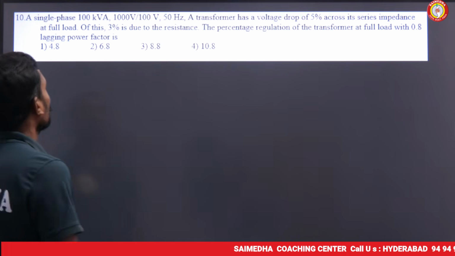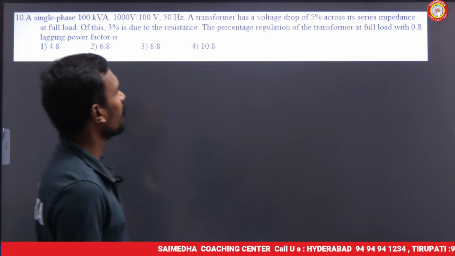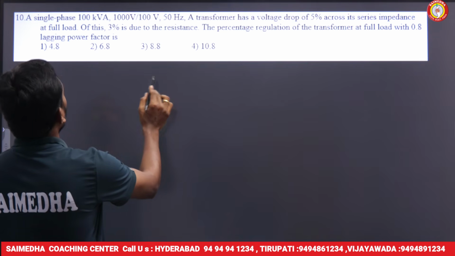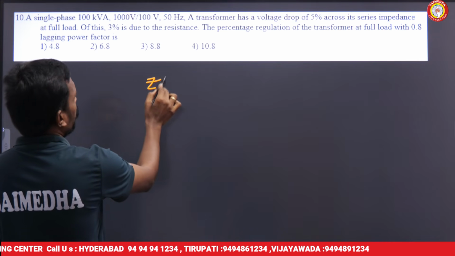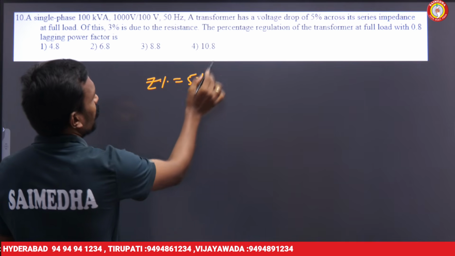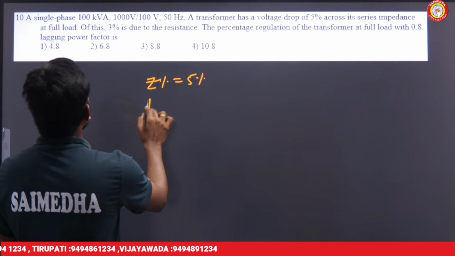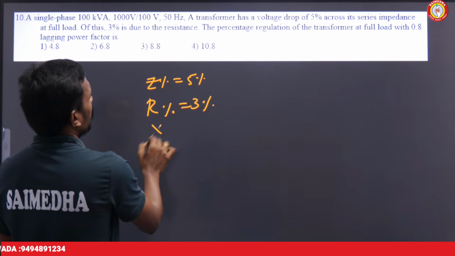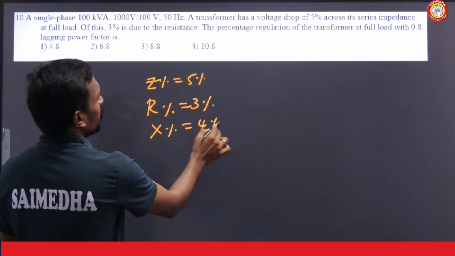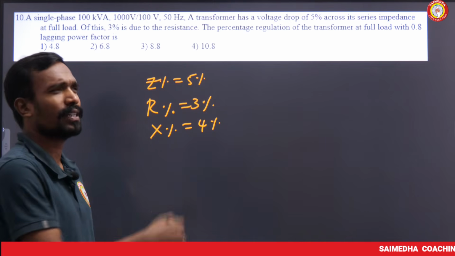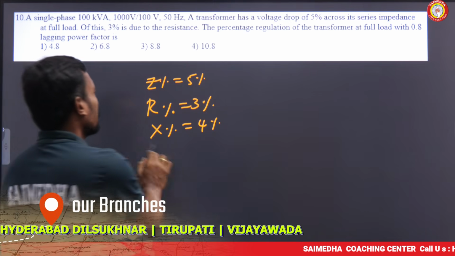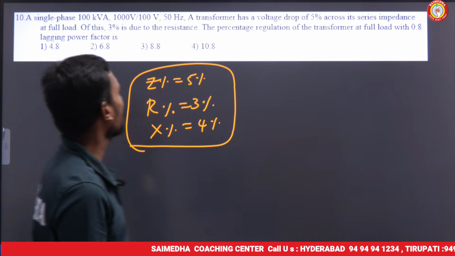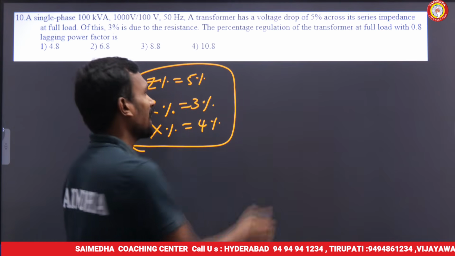Next, a 100 kVA 1000 by 100 volts 50 Hz transformer has a voltage drop of 5%. That voltage drop of 5% is nothing but the percentage impedance. In that, 3% is due to resistance and ultimately 4% will be due to reactance, because R square plus X square is equal to Z square. It's a common thing. Then they are asking the voltage regulation at 0.8 lagging.